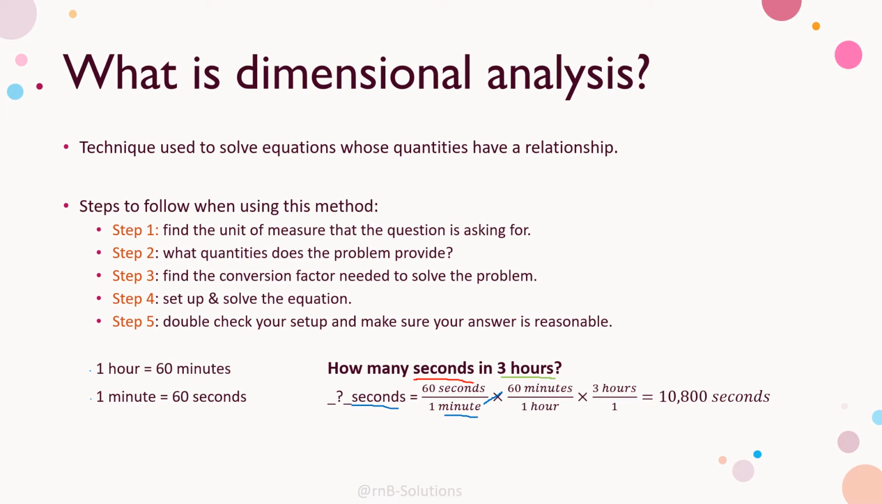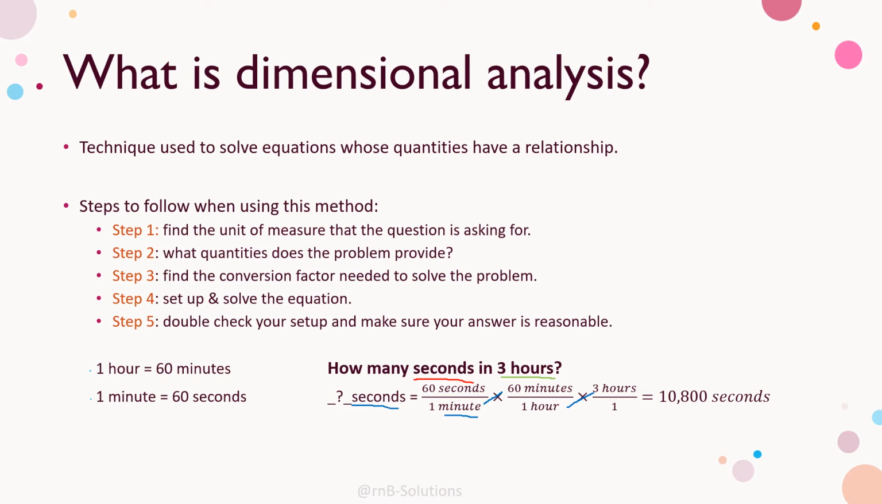And then the next, well, you don't need a conversion factor. The next piece of information that you need to plug in is the quantity that you were given. So you were given 3 hours. So you would set this up by putting the 3 hours on top because it would be right across. And you set it over 1.